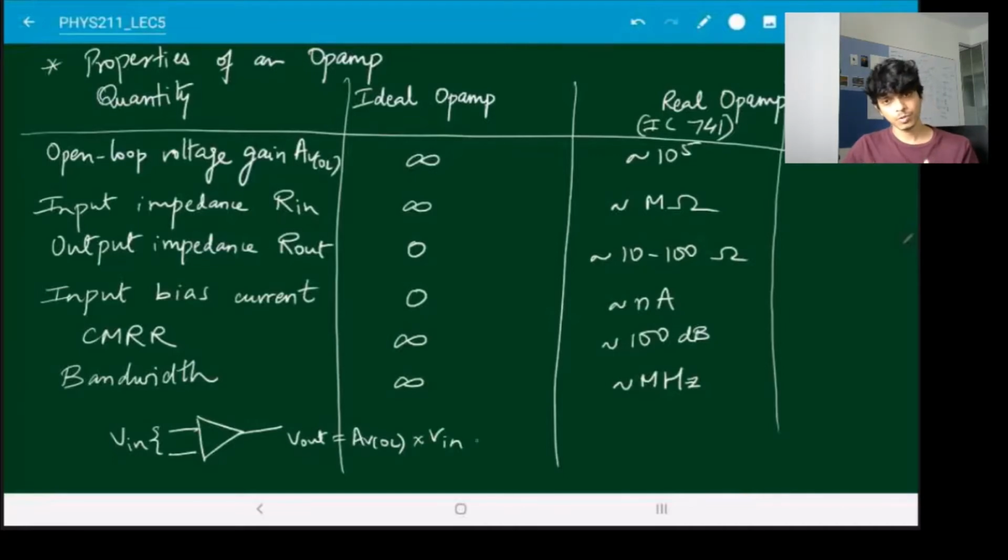Why it is called open loop? I will come to it in a little bit. So ideally this open loop voltage gain is infinite. In principle it is very large. So for example, what this means is that if you give an input of, let's say, 1 microvolt, so that's 10 to the minus 6 volts, and let's say for a real op-amp the gain is 10 to the 5, then basically you will have an output of 0.1 volt at the end of it.